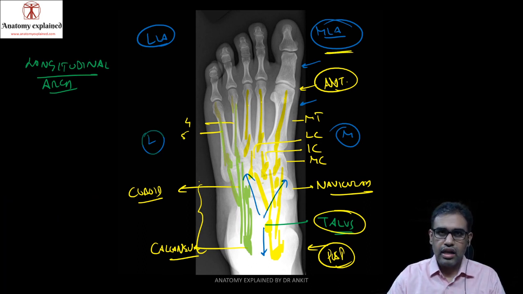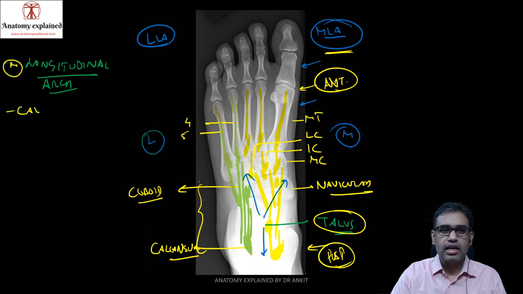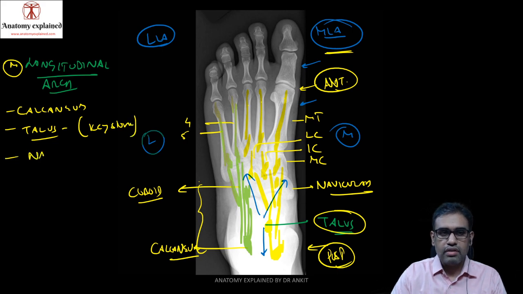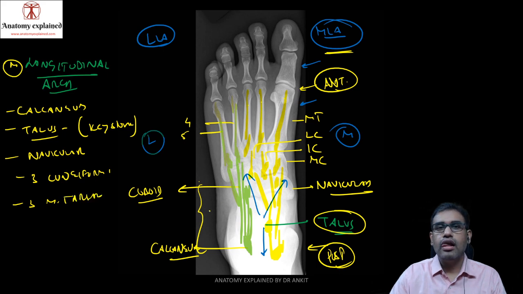Again, the medial longitudinal arch is composed of the calcaneum, the talus, which sits at the summit, also known as the keystone, the navicular, the three cuneiforms, and the three metatarsals. These are the ones which form the medial longitudinal arch.